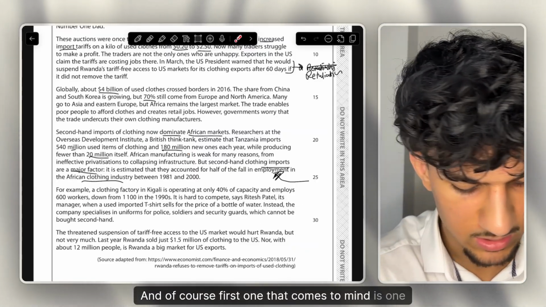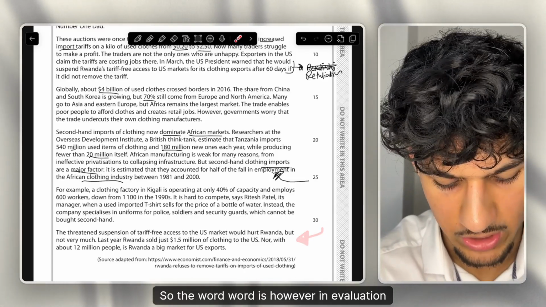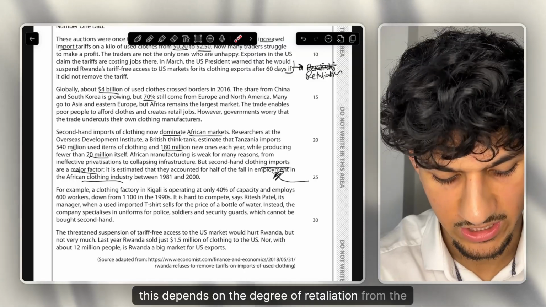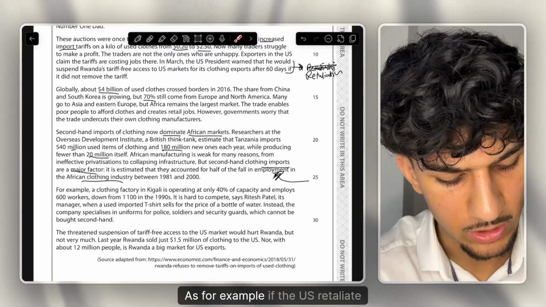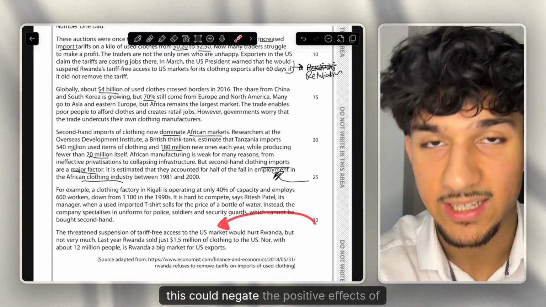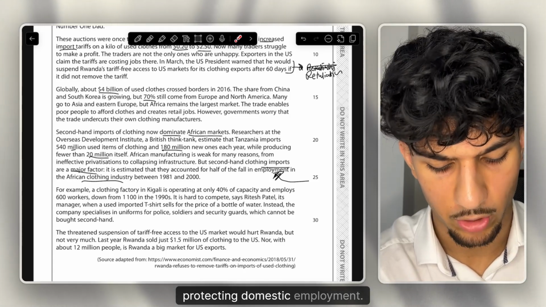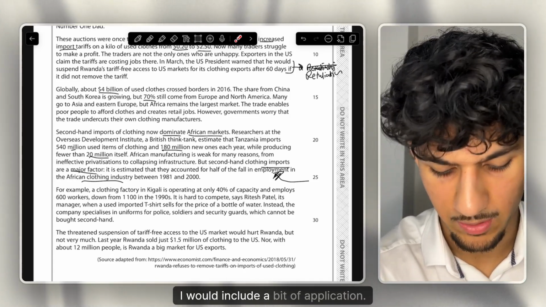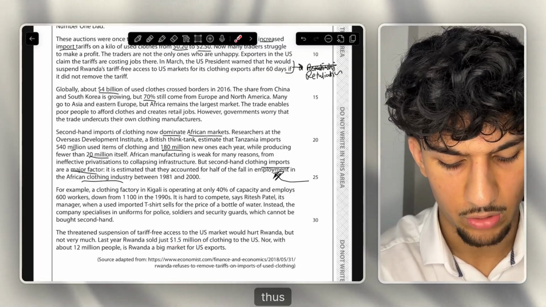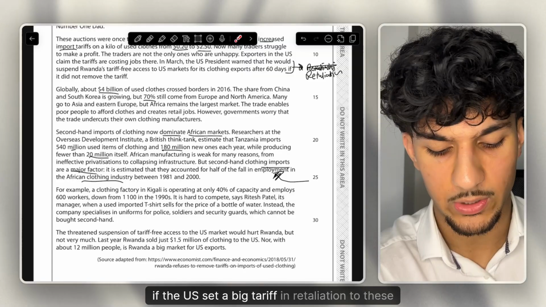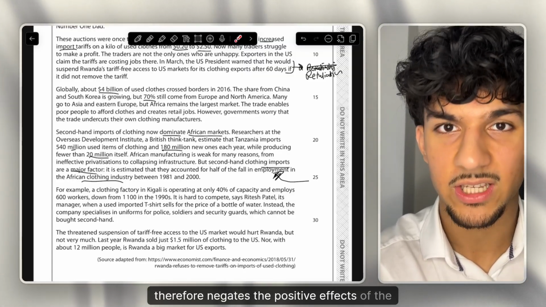And of course, the first one that comes to mind is one we mentioned earlier, which was this last bit. So the word is, however, in evaluation, this depends on the degree of retaliation from the US, or the degree of retaliation from competing countries. For example, if the US retaliate, this could negate the positive effects of protecting domestic producers or protecting domestic employment. For example, I would include the bit of application: Rwanda exports 1.5 million worth of clothing to the US. Thus, if the US set a big tariff in retaliation to these Rwandan tariffs, it could, like I said, therefore negate the positive effects of the tariff.